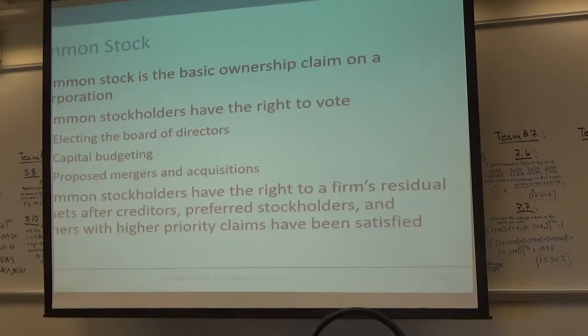Common stock is the most basic ownership claim on a corporation. Common stockholders have the right to vote. They get to elect the board of directors. They can vote for capital budgeting, and they vote for proposed mergers and acquisitions. Common stockholders have the right to a firm's residual assets after creditors, preferred stockholders, and others with higher priority claims have been satisfied.